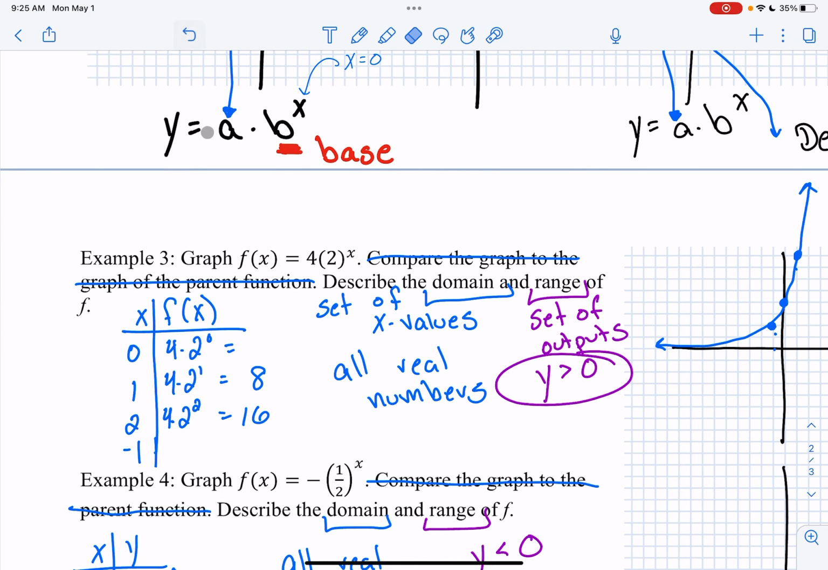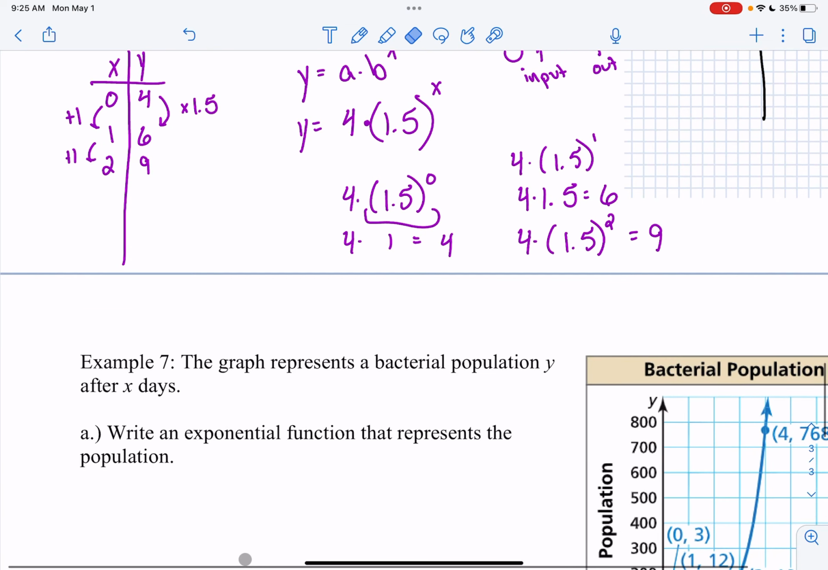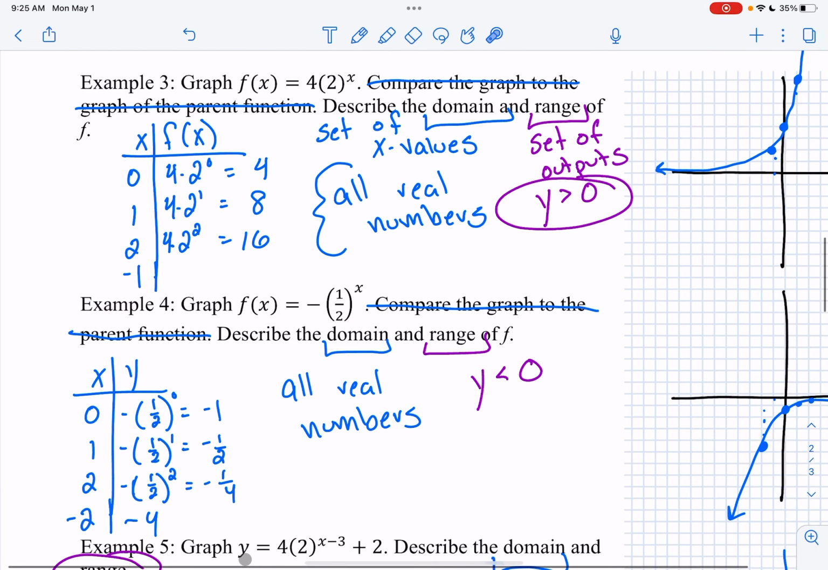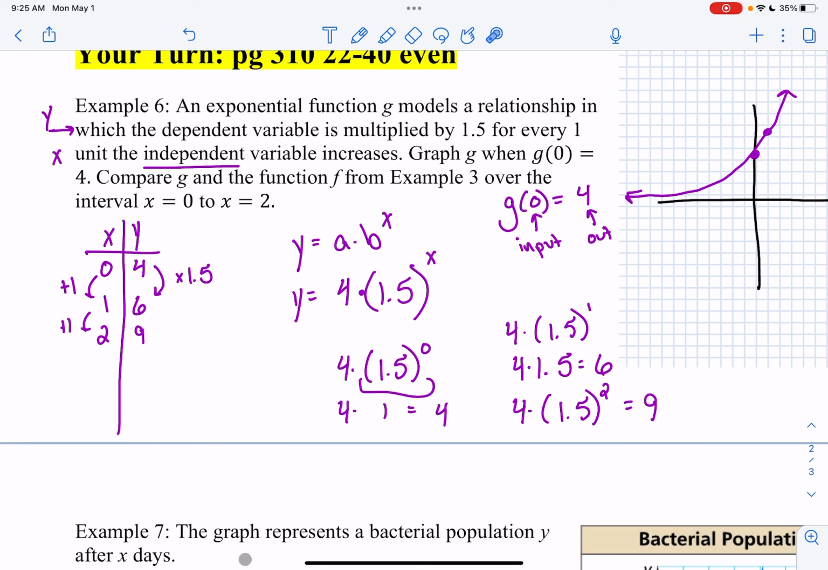4, then 8, then 16. This one seems to get bigger faster: 4, 8, 16 as opposed to 4, 6, 9. But if you look at the bases, that makes sense. This base here is 1.5. It's smaller than the base here, which is 2. So compare the graph of g: f gets bigger faster.